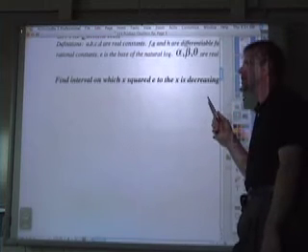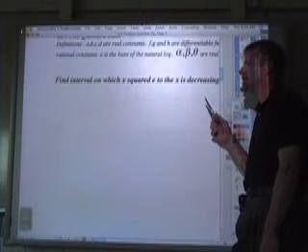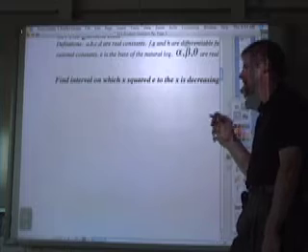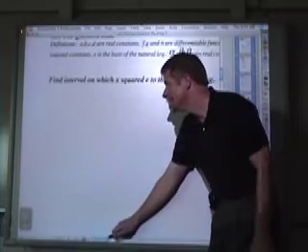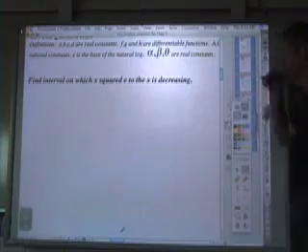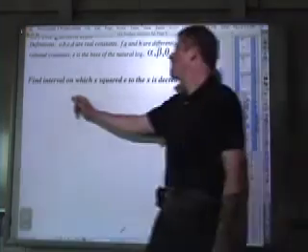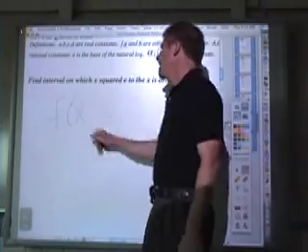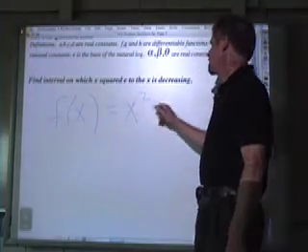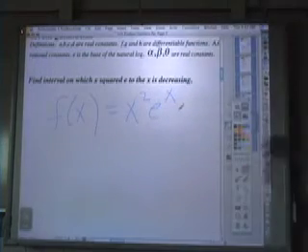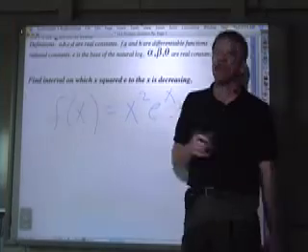Turn to page 5, find the interval on which x squared e to the x is decreasing. Yeah, there's your challenge problem. We have a function. F of x is x squared e to the x. What's the interval on which this is decreasing?